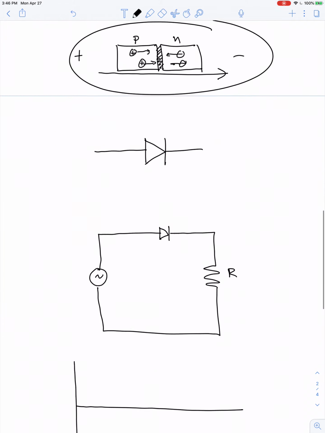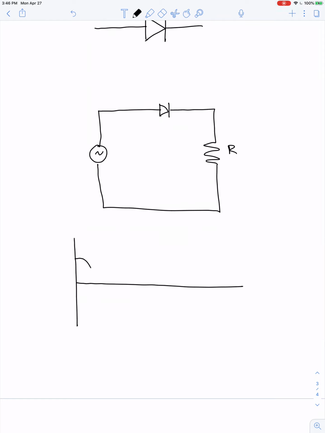What happens is, instead of a graph of current versus time that looks like this, the diode gets rid of those parts of the graph. No current can flow in the reverse direction.